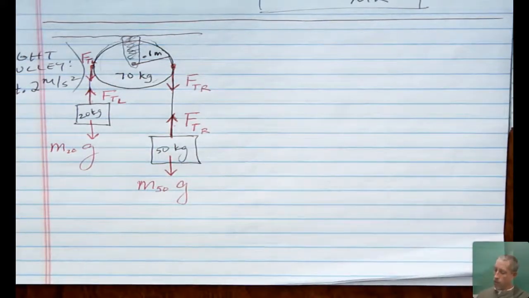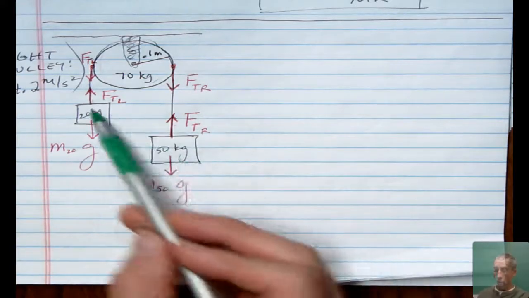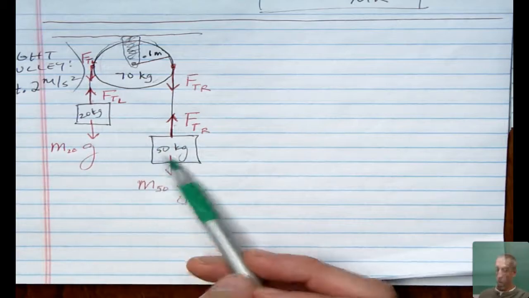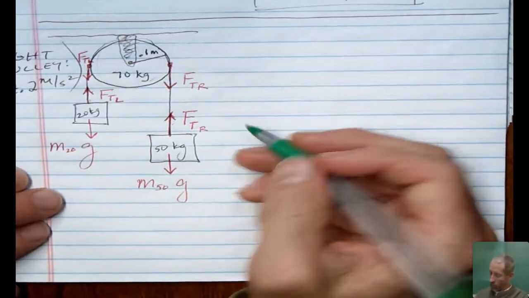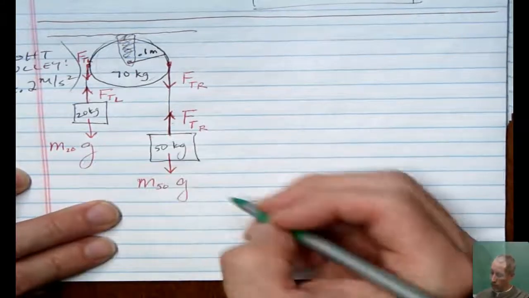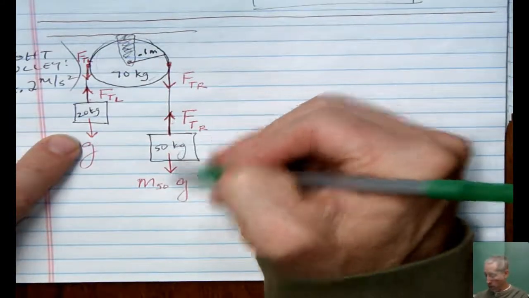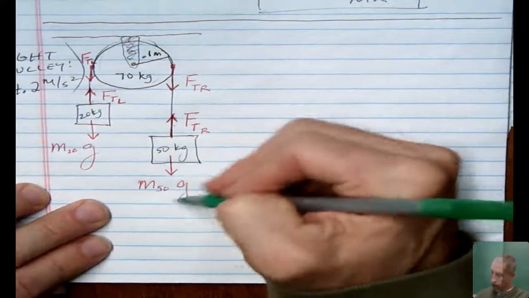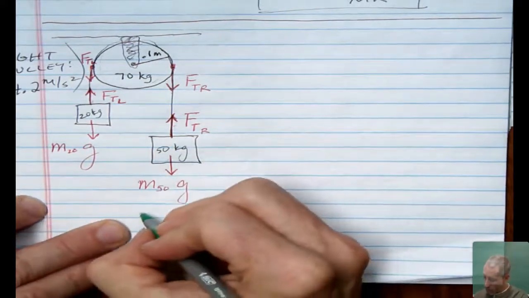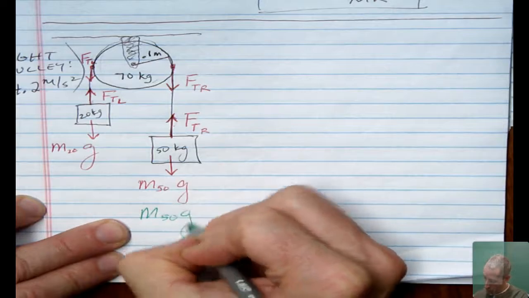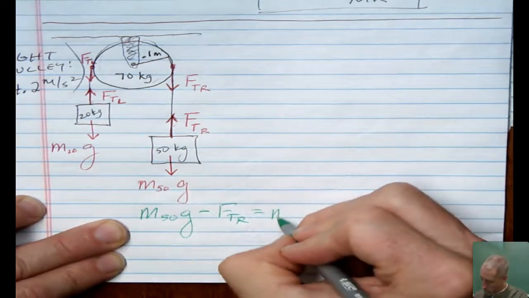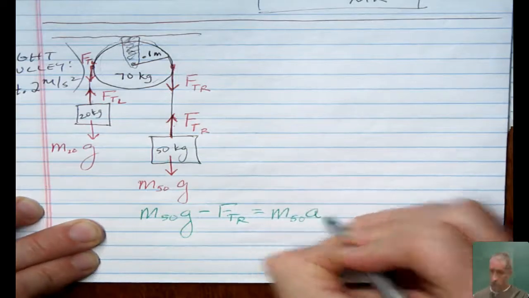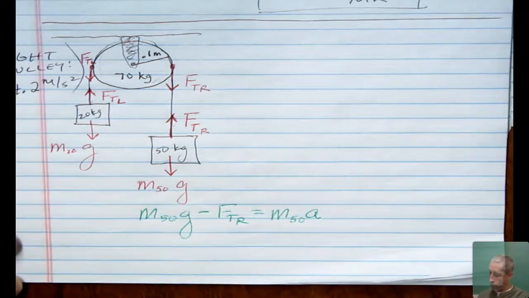So now I'm going to write, I think I'll write it in green, the Newton's second law equations for all three of these. The linear equations, you're kind of familiar with those for the blocks that are moving vertically, and then the angular version, or rotational version, for the disk. So for this guy right here, you see I drew its forces on there. We know it must be accelerating downward, so I'm going to list this downward force first. And it would be M50 times G minus FTR equals its mass times its acceleration. I'm just going to call the acceleration A for now.